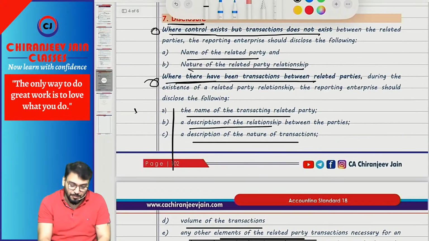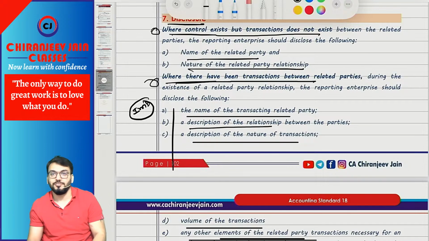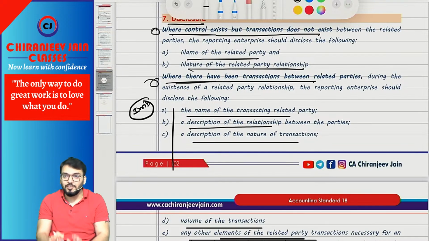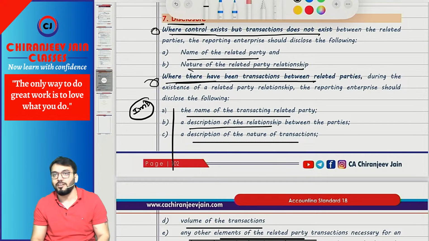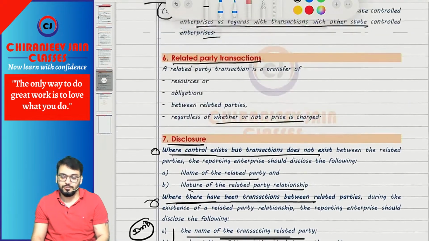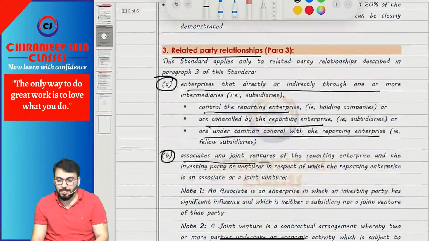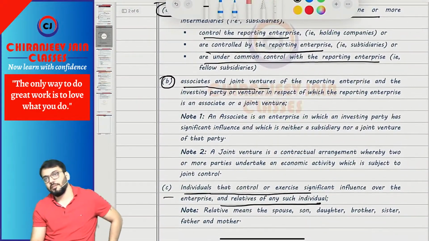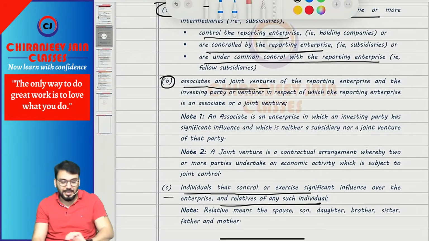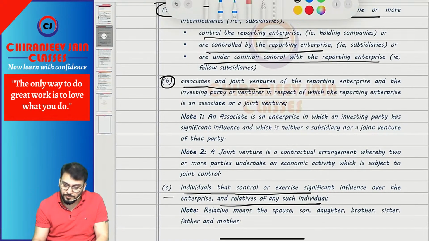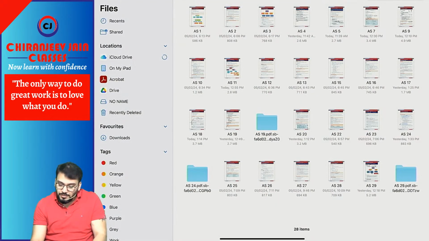This is important from exam point of view, because if they have given any question, you should disclose all these points. Because the chapter is only disclosure, na? So disclosure becomes important. Understood? So this becomes related party relationship. Understood? So AS 18 is also over. Then AS 25.